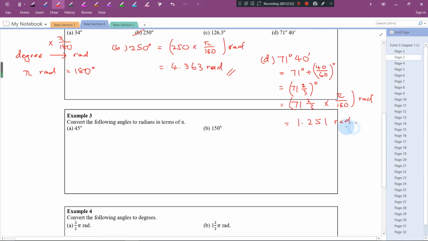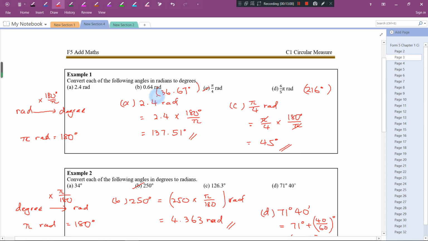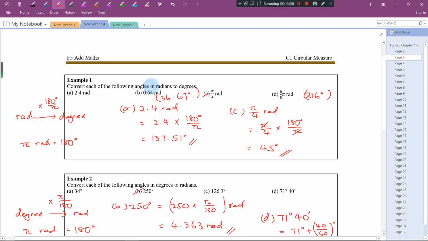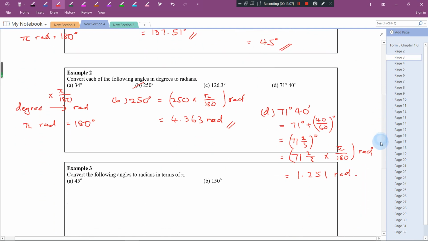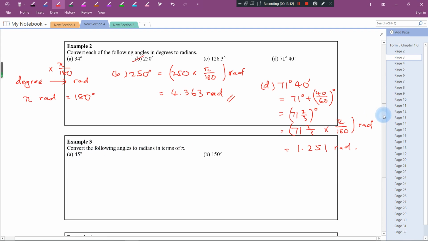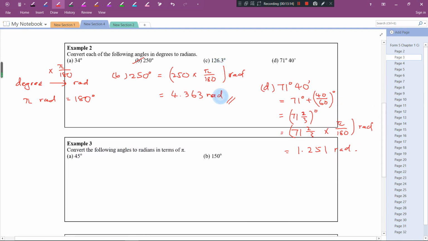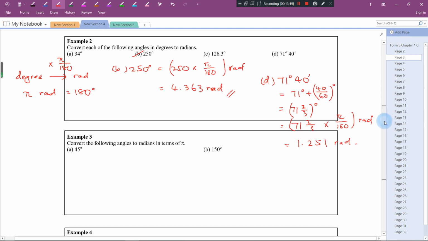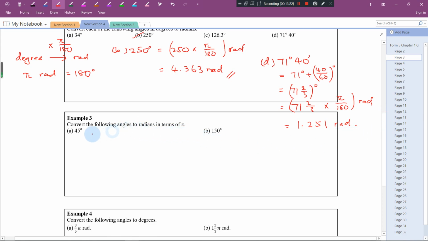Okay, sometimes the question asks you to convert degree to radian, like just now what we did here. But you notice that this is not in terms of pi. We don't have any pi here. Sometimes the questions want you to convert degree to radian, but in terms of pi.